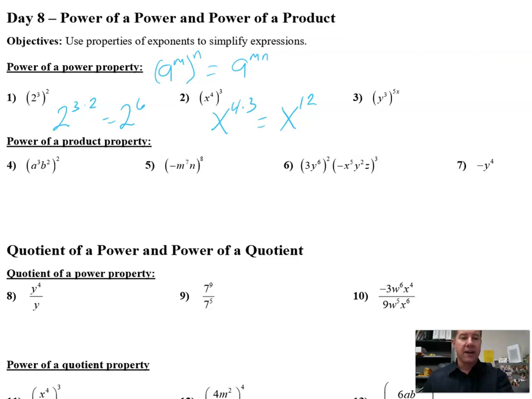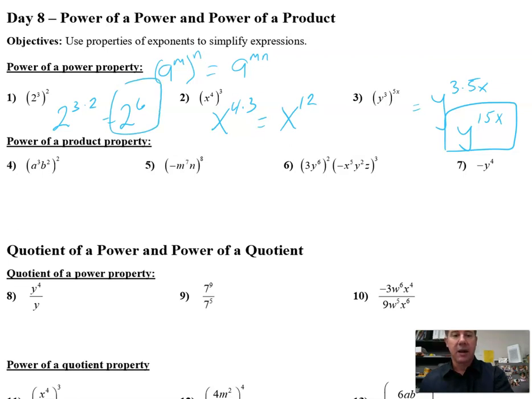Y to the third, all raised to the 5x. Power of a power, I'm going to multiply. It doesn't matter if it's got an x in there or not. 3 times 5x is 15x. So for a power of a power, just go ahead and multiply those things together. That's our power of a power property.